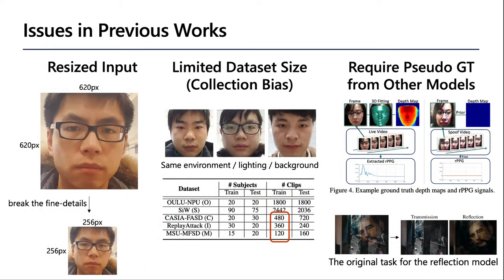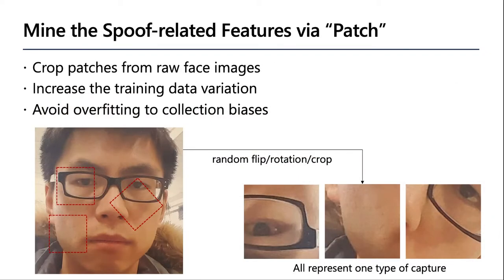The training pipeline from previous works also suffered from several issues, like a resize input, limited data size, and the need for pseudo-ground truths from non-derivative models. So to address these issues, we propose to learn the spoof-related features by local patches from the raw capture. We assume that the spoof patterns are almost uniformly presented everywhere in the capture image, so that we crop patches from raw face images and apply some non-distorted operation like random rotation to increase the training data variation and learn robust features.